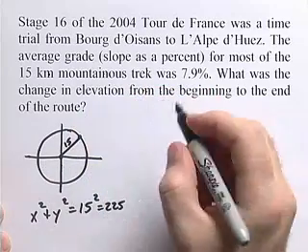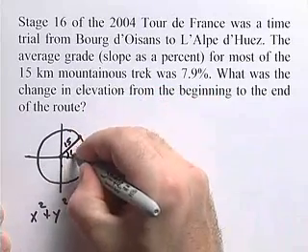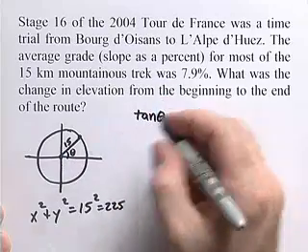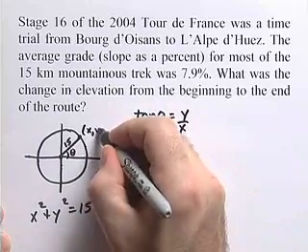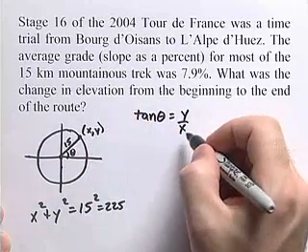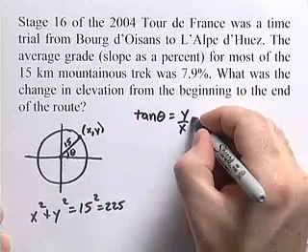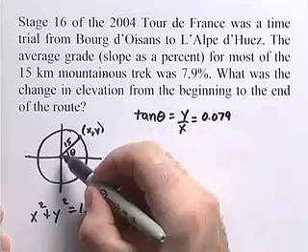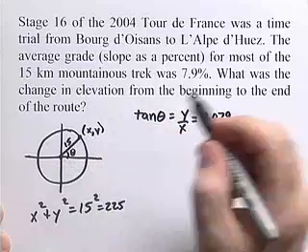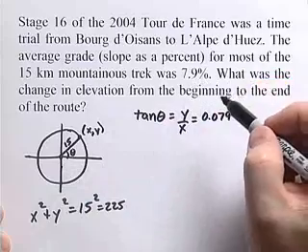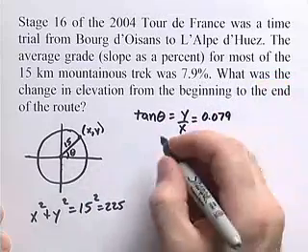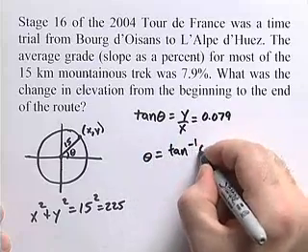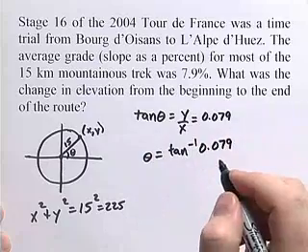If we look at our circle, we know that we call this angle theta. Tangent of theta is equal to y over x. The coordinates of this point are x comma y. Tangent of theta is y over x. That's also going to be 0.079. It's y over x. That's going to give us the slope of this line. And we were given that the slope was 7.9%. So we've written that as a decimal. Therefore, theta is equal to the tangent inverse of 0.079.